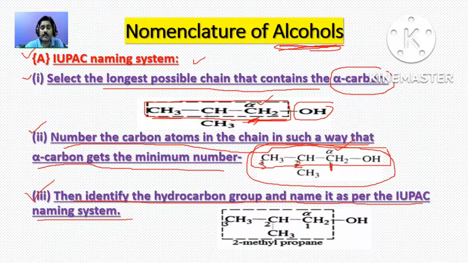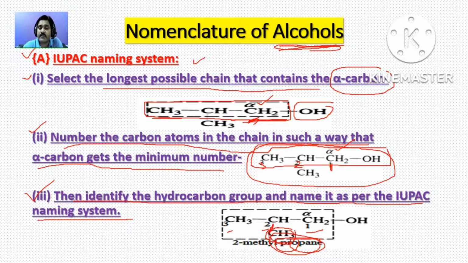After giving the numbering, we have to find out whether it is meth, eth, or prop, etc., which is the parent chain. Here, one, two, three, three carbons are there. That means prop. A single bond is present between all the carbon atoms, meaning ane: propane. Now, it has a methyl group positioned at number 2. Position number 2 has a methyl group.